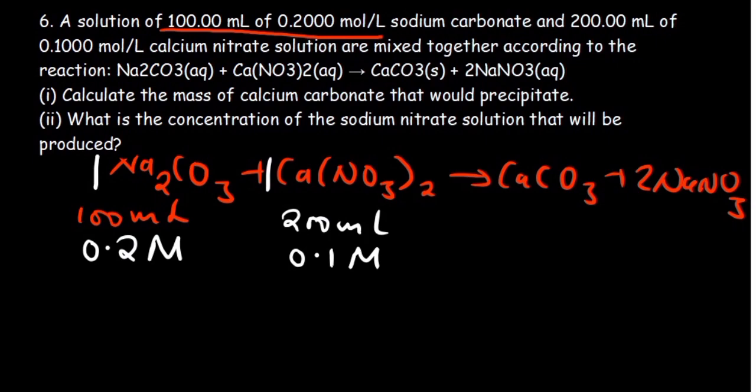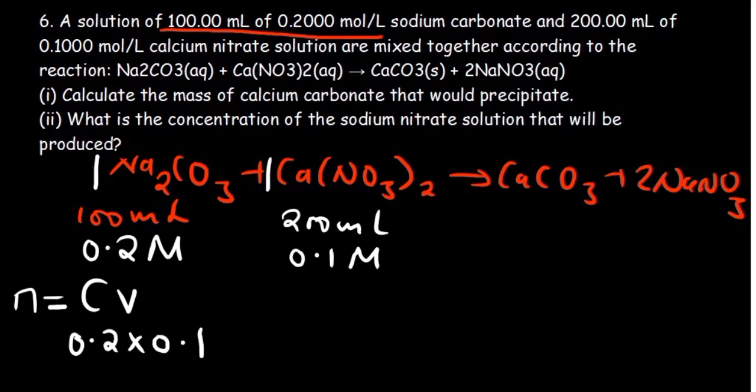Okay, so now let's try to determine the number of moles for sodium carbonate. Molar concentration is mole per liter, so we want to convert the milliliters to liters by dividing by 1,000. So 100 divided by 1,000 is 0.1. For our number of moles, which is the product of concentration and volume, we have 0.2 multiplied by 0.1.